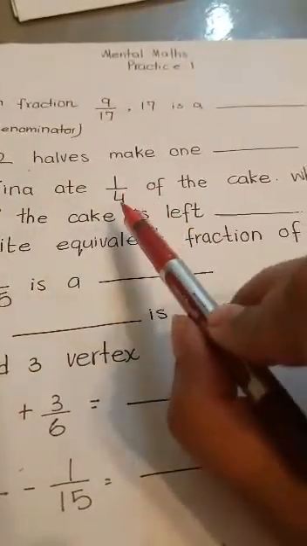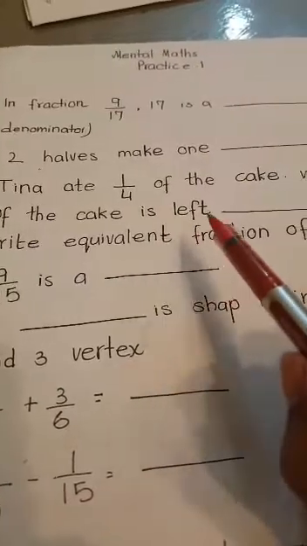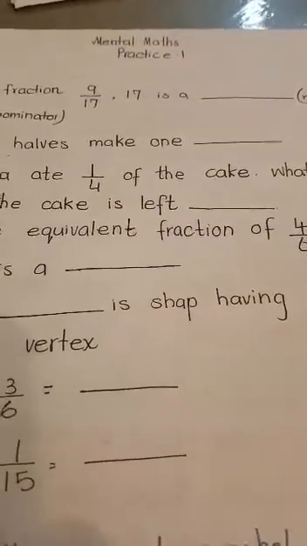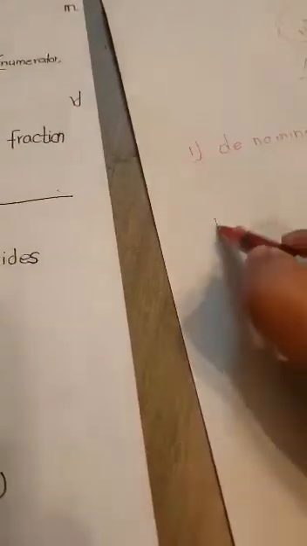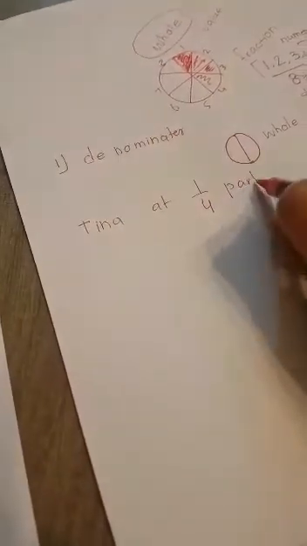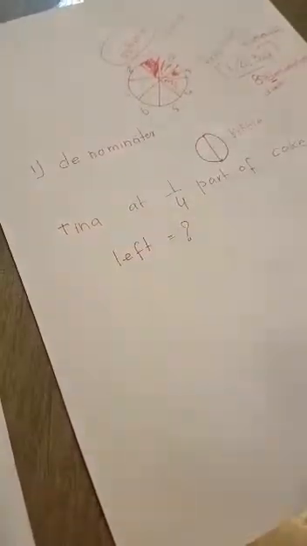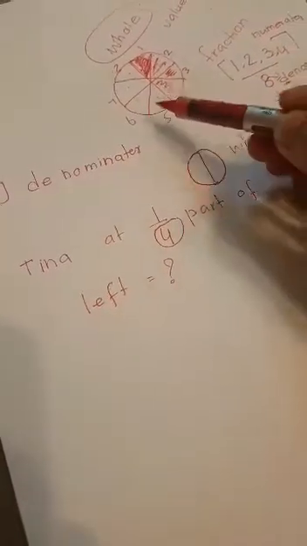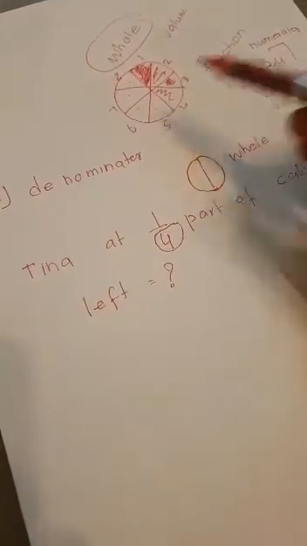Tina ate 1/4 of the cake. What fraction of the cake is left? It's a little tricky question. Let's do it in a very, very easy way. So, Tina ate 1/4 part of cake. And they are asking what is left. Left is question mark. Now keep in your mind, this is your cake, and keep this diagram in the mind.